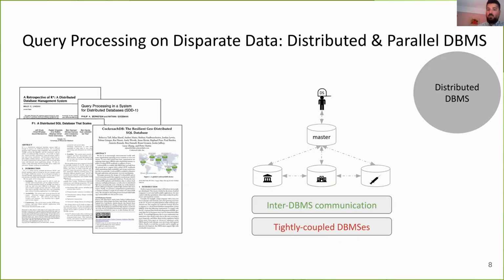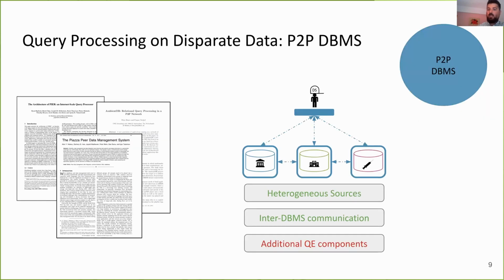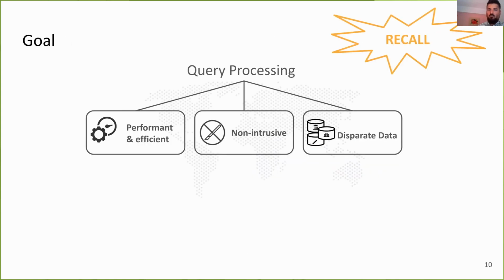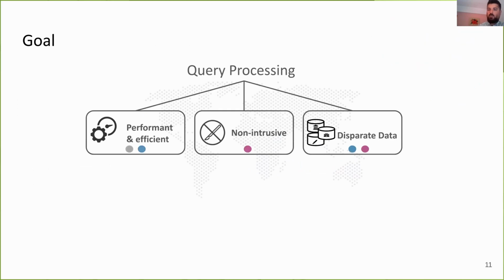Then we also have distributed databases, where we have this nice inter-database communication, but this is for tightly coupled DBMSs. So each DBMS needs to be of the same type. And finally, we also have peer-to-peer DBMSs, which also support heterogeneous sources and inter-database communication, but need additional query execution components and are also not primarily targeted at SQL queries. All right, so what about our goal? We see that current approaches do not really fulfill all our requirements.